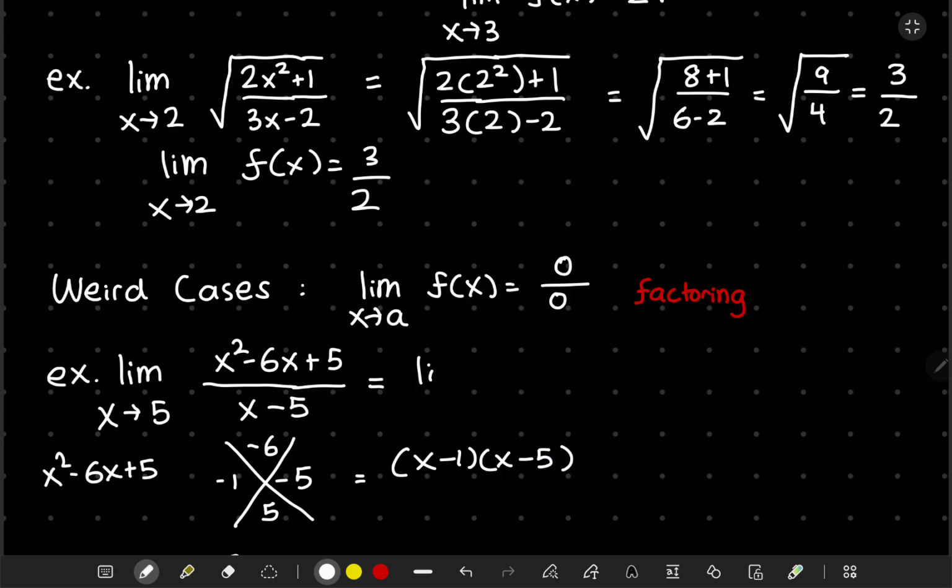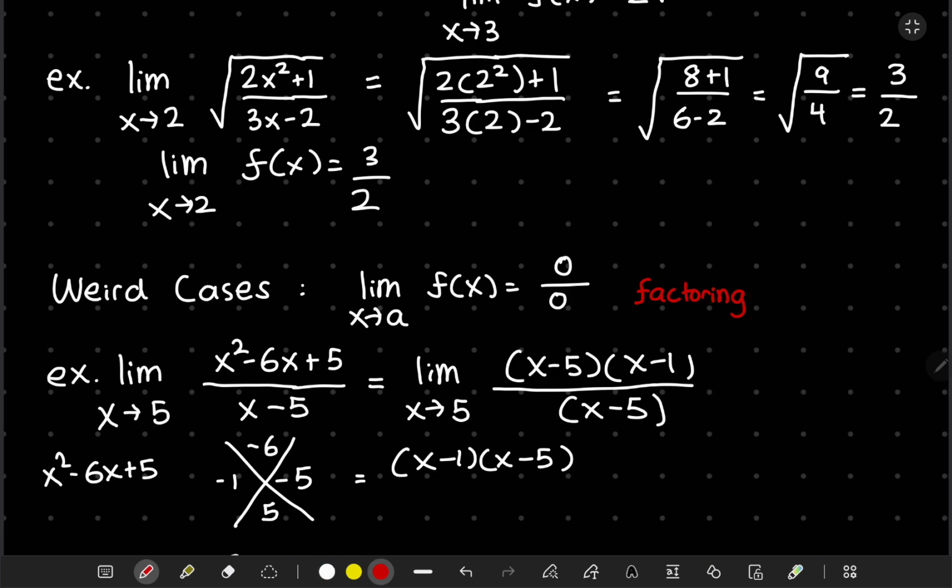And so let's rewrite that for our limit. The limit as x approaches 5 is x minus 5 times x minus 1 over x minus 5. Notice what that changes. Instead of now having 0 over 0, the top and bottom can cancel out. The x minus 5 is no longer there. Our problem that caused 0 over 0 is gone. So now all we have after factoring is the limit as x approaches 5 of x minus 1.